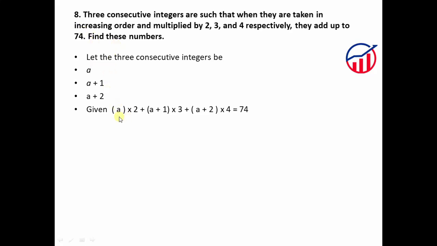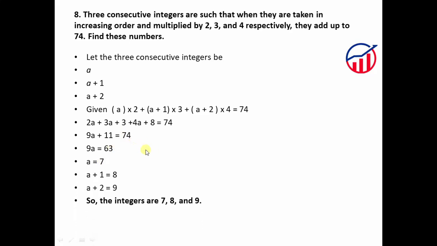So that's how we are going to put it in the equation over here. You multiply a by 2, then 3 by a plus 1 and 4 by a plus 2. You add them all up, you're going to get 74. So you get 2 into a is 2a, plus 3a plus 3, plus 4a plus 8, is 74. So what do you have? 4, 5, 6, 7, 8, 9a over here. So you have 9a plus 8 plus 3 is 11, is 74. So 9a is 63. a is equal to 7. So a plus 1 is 8, a plus 2 is 9. So the consecutive integers are 7, 8 and 9.